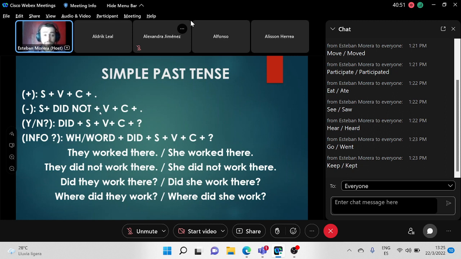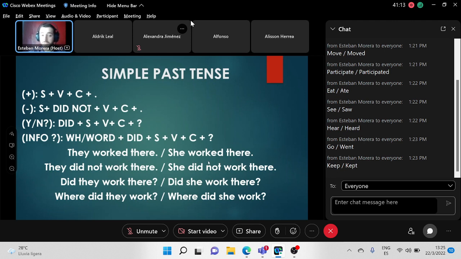Remember, negative sentences and questions have the verb in the simple form, in the present form. We don't change it, we don't modify it. Examples of positive sentences in simple past tense. They worked. It's a regular verb. Look at the writing. This verb has ed at the end, right? Because this is a regular verb.